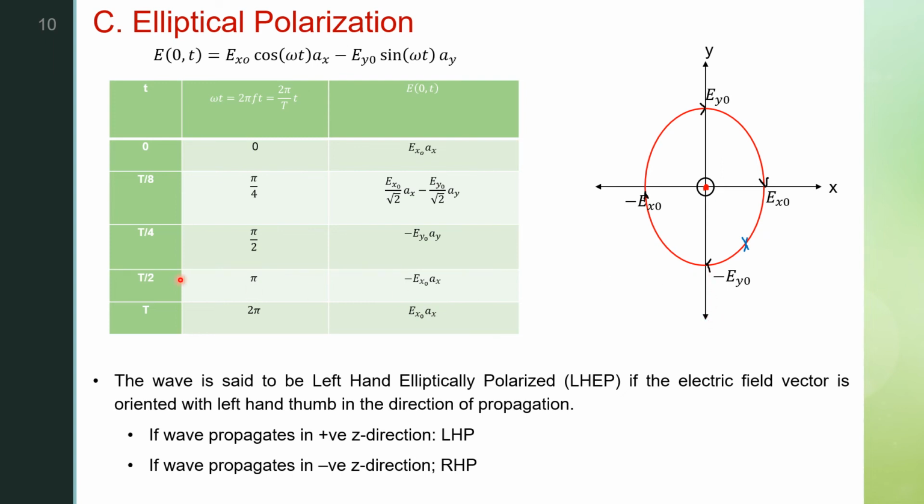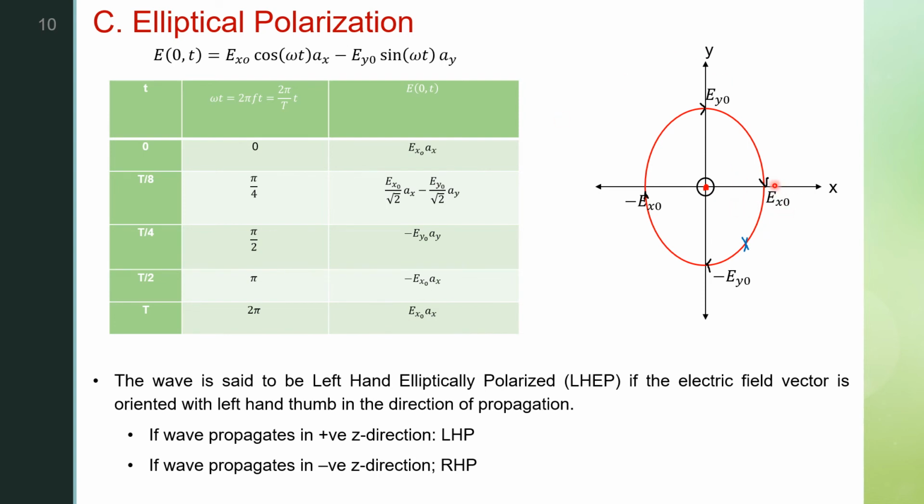Similarly, the another two time instances. At half of the time period, omega t will be pi. So cos pi is minus 1, whereas sin pi is 0. So we'll get the answer as minus Ex0 Ax. So how will you plot it in the graph? Along x direction, magnitude is minus Ex0. Next case, t is equal to capital T. That means we completed one time period of the wave. So omega t will be 2 pi. You will get the answer as Ex0 Ax.